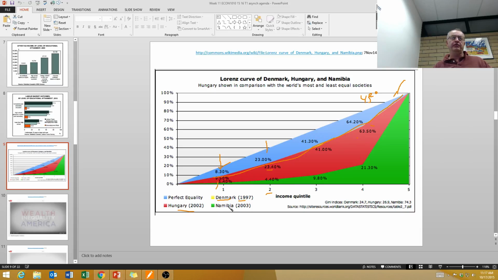And then we have Namibia, which is in Africa. And so we can see that in this country in Africa, the income distribution is quite a bit more skewed. So 80% of the population in Namibia only have 21% of the income in the country. So that means that the wealthiest 20% have 79% of the income in that country. So that's quite skewed. I think we would all agree that that's quite skewed.